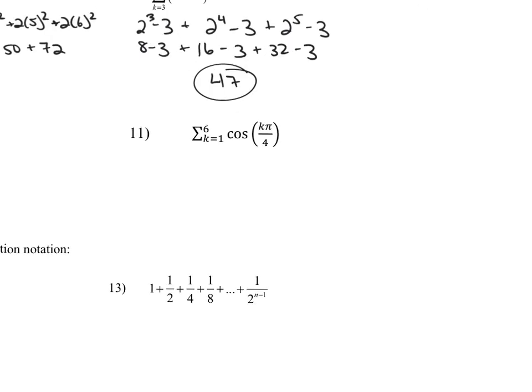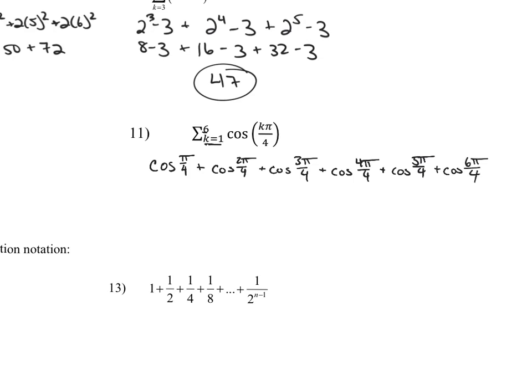In this example, our summation looks a little bit different because the k is next to the sigma as opposed to below it. That's just a function of the program that I use to type it in, so it doesn't mean anything different. We'll start counting at 1, we'll stop counting at 6, and we'll just substitute in. So cosine of 1 pi over 4 plus the cosine of 2 pi over 4 plus the cosine of 3 pi over 4 plus the cosine of 4 pi over 4 plus the cosine of 5 pi over 4 plus the cosine of 6 pi over 4.